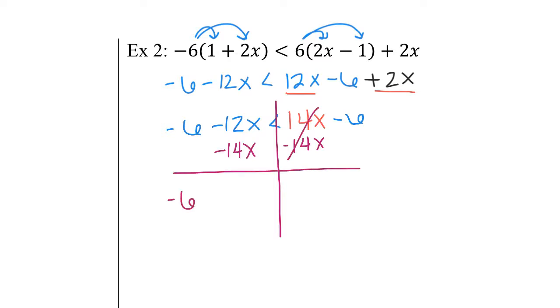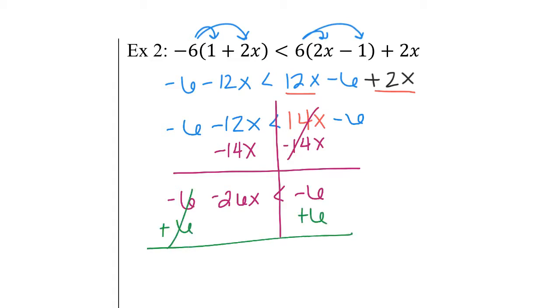So we have -6, -12x minus 14x makes -26x less than -6. Add the non-x to the other side. So I have negative 26x less than. Now, negative 6 and 6 actually make a 0. It doesn't just disappear. It makes a 0, and we need to put it there.